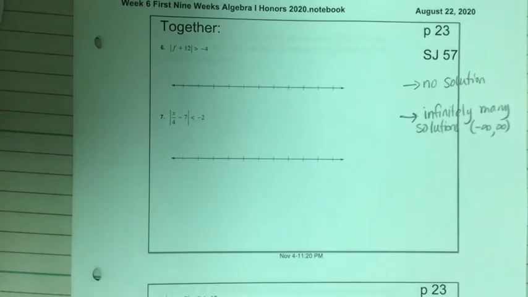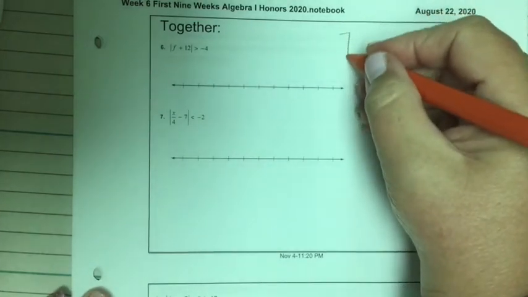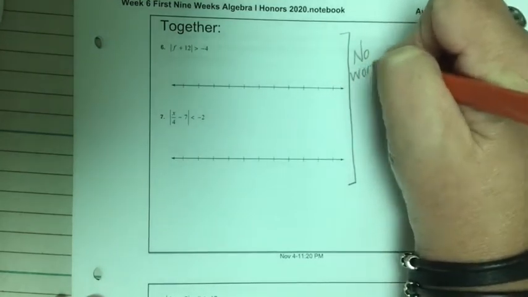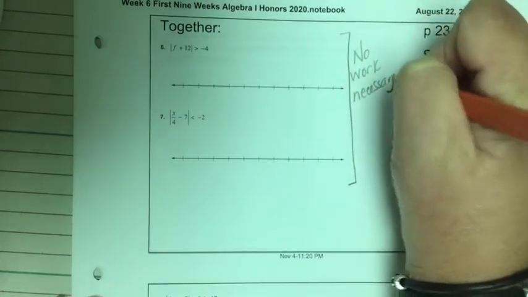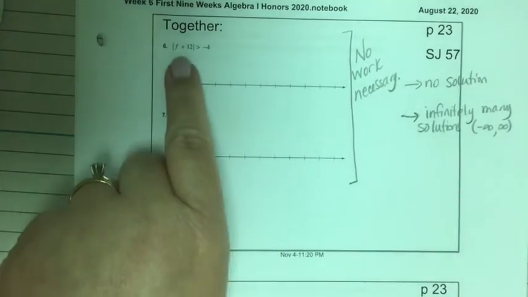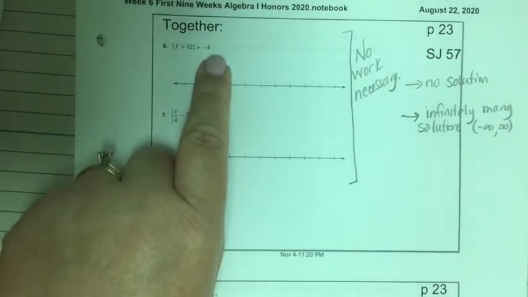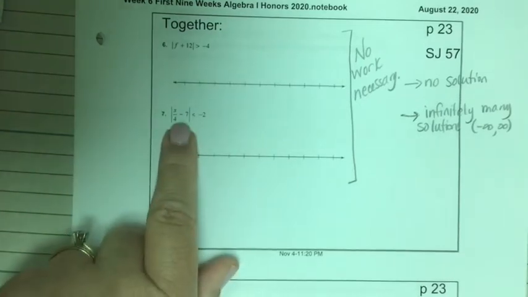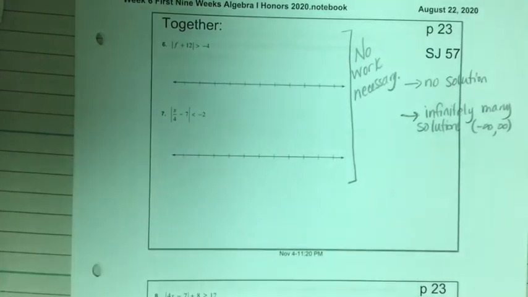Now I want you to stop and think for a moment. One of these, number 6 or number 7, is infinitely many solutions. As you're thinking, I'm going to write something here. When you encounter a problem like this, when your absolute value is alone and the number on the right is negative, you do not have to show any work for this because this actually takes some thinking.